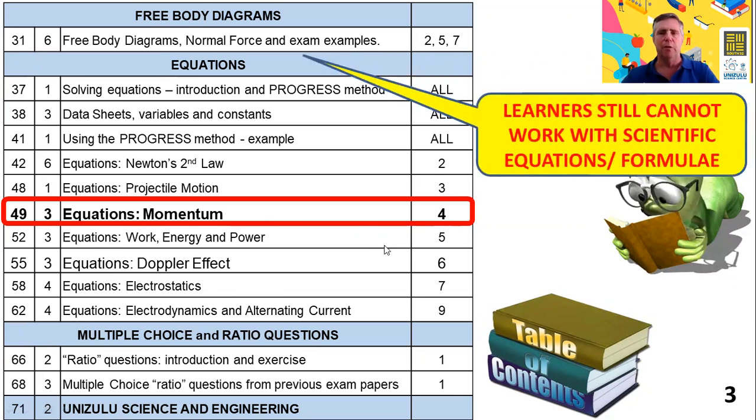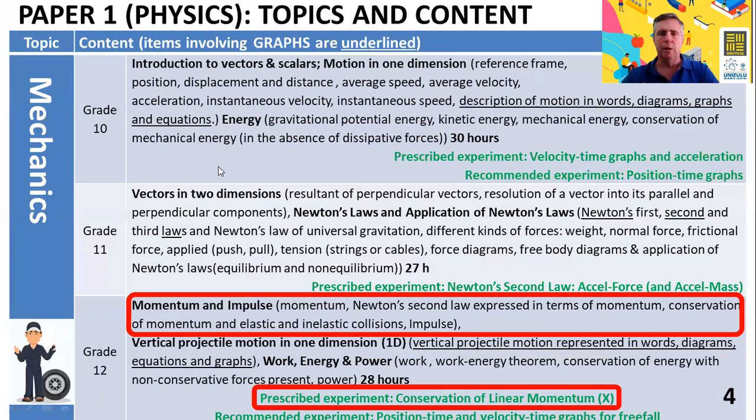Once again, a comment from the examiner that learners still cannot work with scientific equations and formulae. That's why we've got such a big section on the skill of solving equations. Looking on page 4, looking at the curriculum, momentum, of course, comes under the mechanics section, and it only comes in grade 12, usually at the start of grade 12. You'll see over here momentum and impulse, and also Newton's second law expressed in terms of momentum, conservation of momentum, and elastic and inelastic collisions.